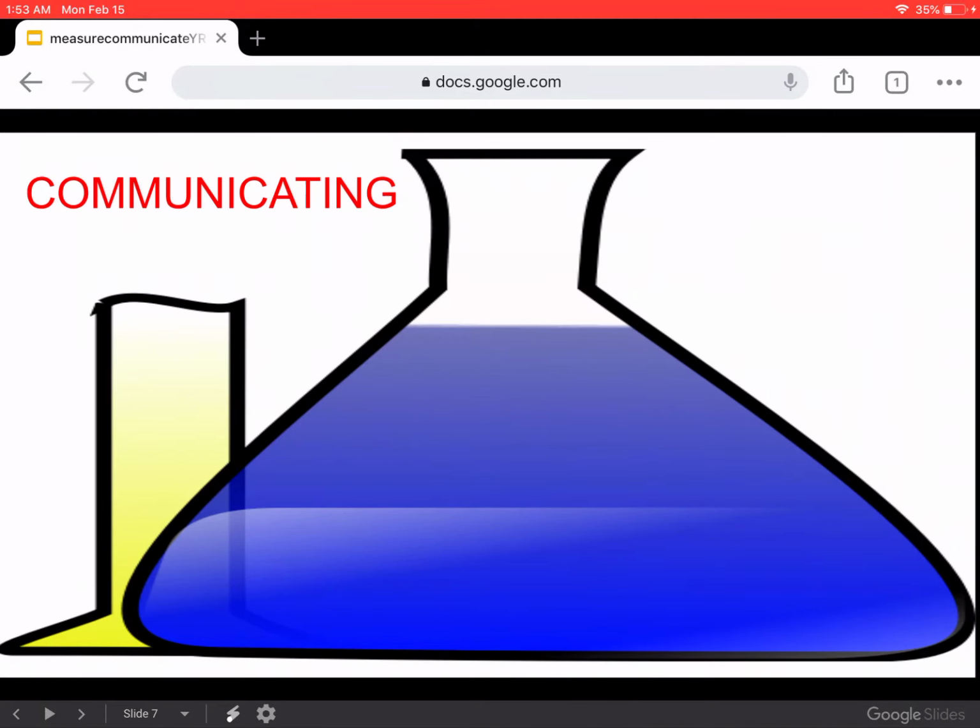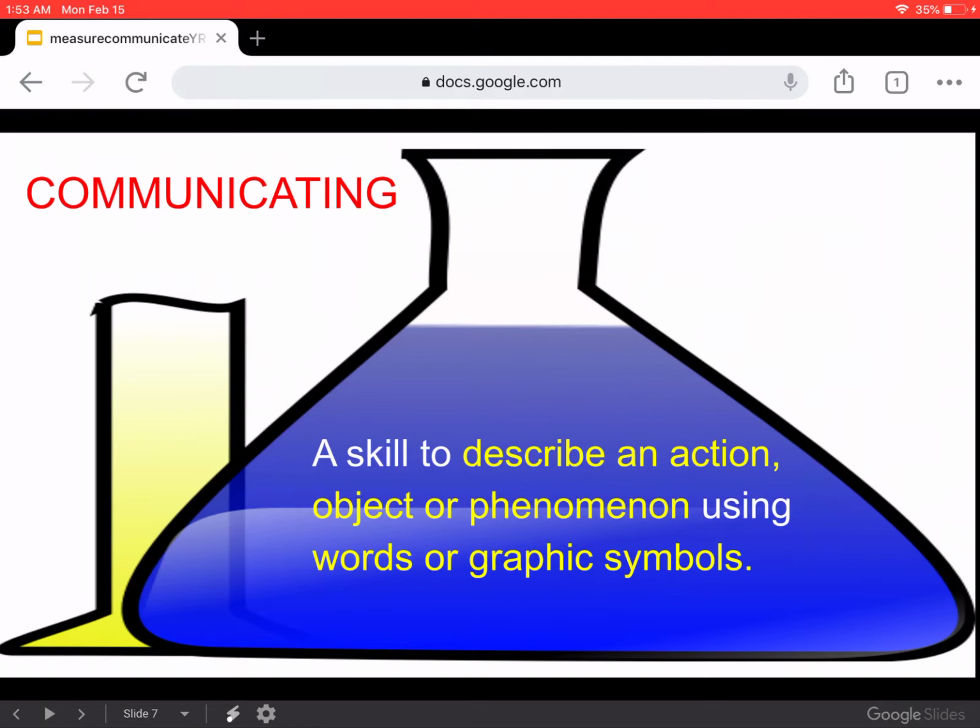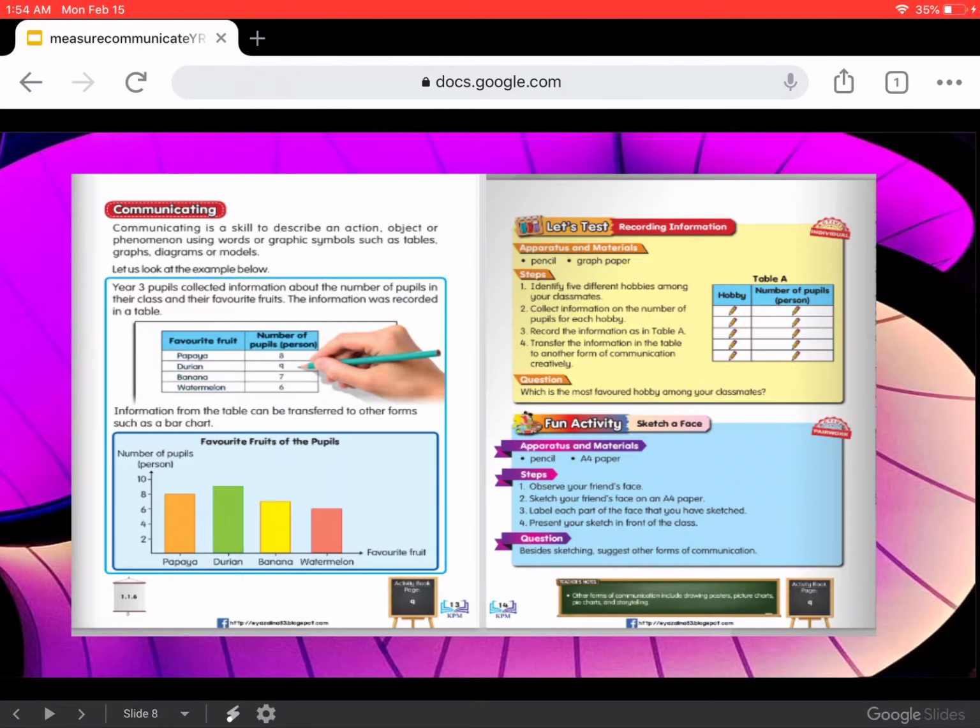Now, let's look at your textbook, page 13. What is the meaning of communicating? It is a skill to describe an action, object, or phenomenon using words or graphic symbols. The information can be recorded in a table and then can be transferred to other forms such as a bar chart. You also can put the other forms of communication such as drawing posters, picture charts, pie charts, and storytelling.